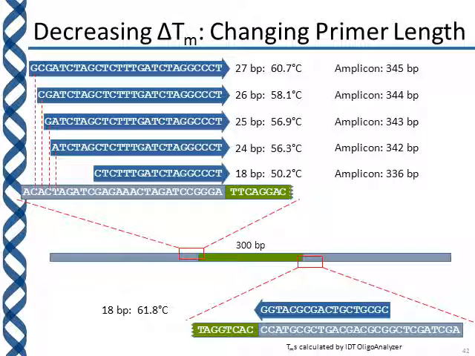So in this particular example case, it would be better to increase the TM of the forward primer than to try to reduce the TM of the reverse primer. But in reality, you can have the opposite situation, and so of course it's all dependent.